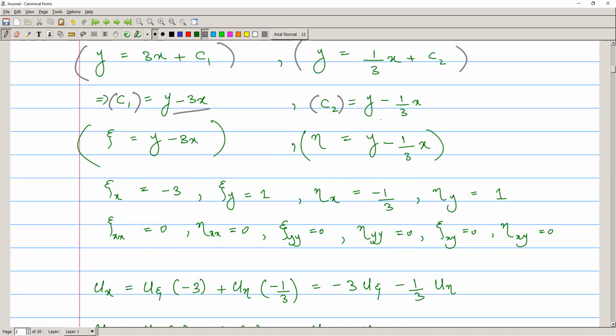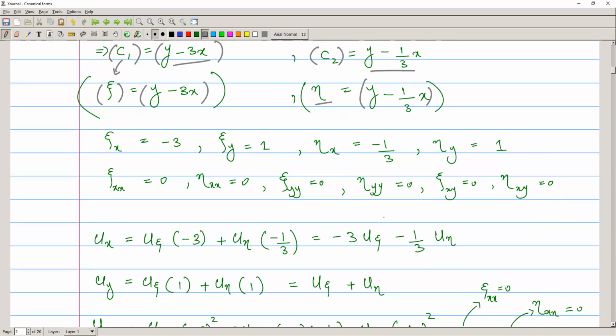Once we found the function, we will just transform. Now we will say that this psi is equal to y minus 3x instead of this c1. We are saying that this is a function because we can see that it is a function of x and y. Y minus 3x is basically a function of x and y. Then we say that this function of x and y is equal to some other function. And similarly here, we also say that this eta is equal to y minus 1/3 x. Now we will do the procedure for finding ux, uxx, uyy in terms of these psi and eta functions.